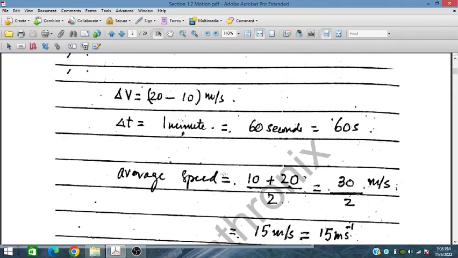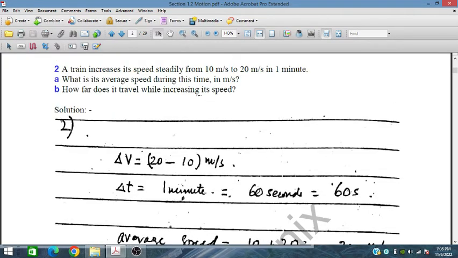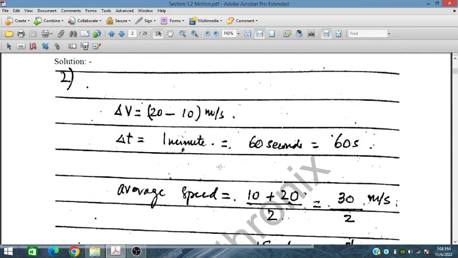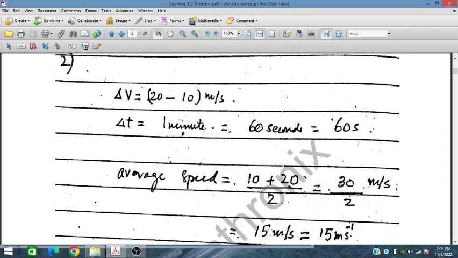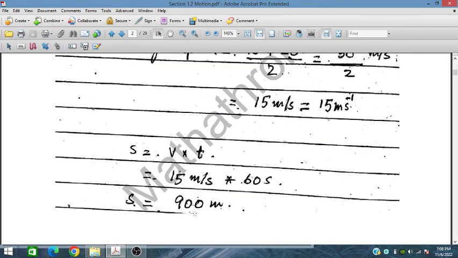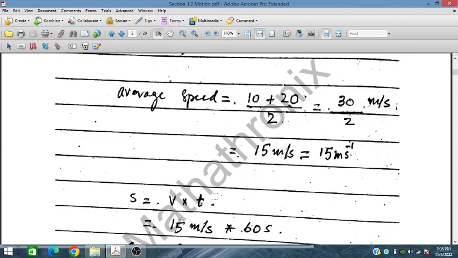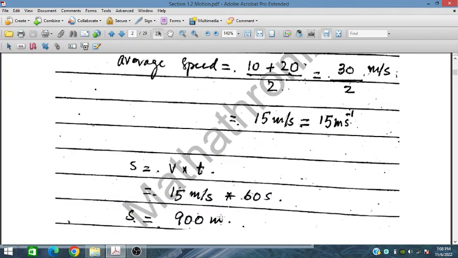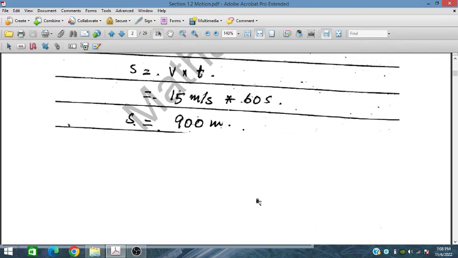Secondly, how far does it travel while increasing its speed? We will multiply this average speed by the time to obtain the distance. 15 meters per second is the average speed, and the time taken is 1 minute, that is 60 seconds. Multiplying, we get 900 meters. So this train will travel 900 meters in just 1 minute.